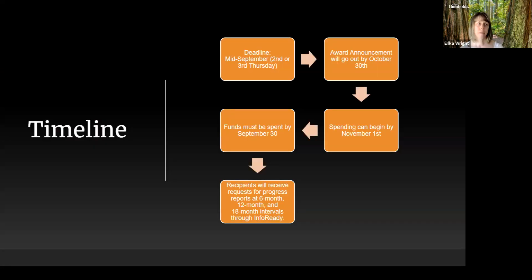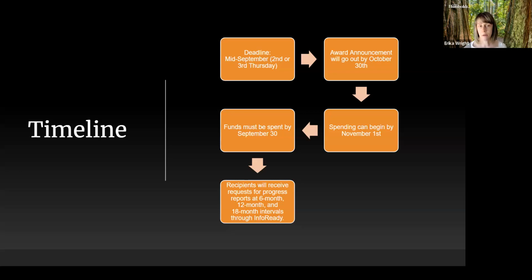And then finally, the timeline. Often people want to know, when am I going to get the money, or what does this process look like? Basically, the deadline is going to be in mid-September, either the 2nd or the 3rd Thursday. The review committee will meet the last week of October and deliberate and make their decisions. Award announcements will go out by October 30th.